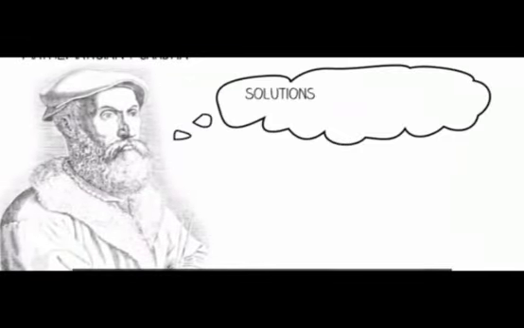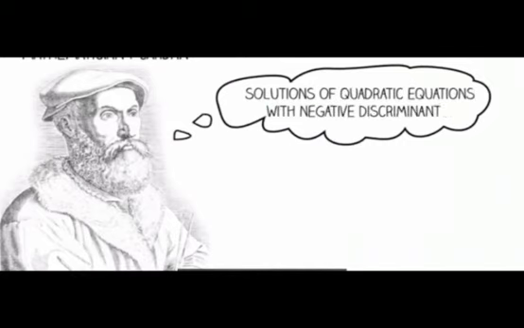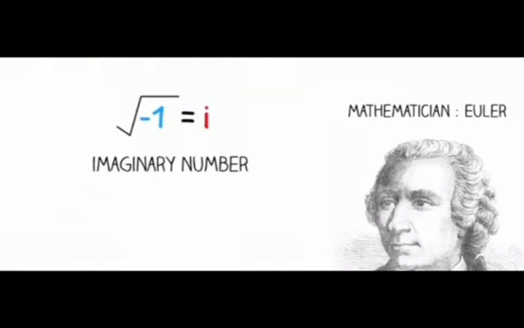In the 18th century, the mathematician Cardan discovered the solution of quadratic equations with negative discriminant, and the mathematician Euler discovered that root minus 1 equals i, an imaginary number. It is just a number that you discover from your mind or imagine, and i squared equals minus 1.